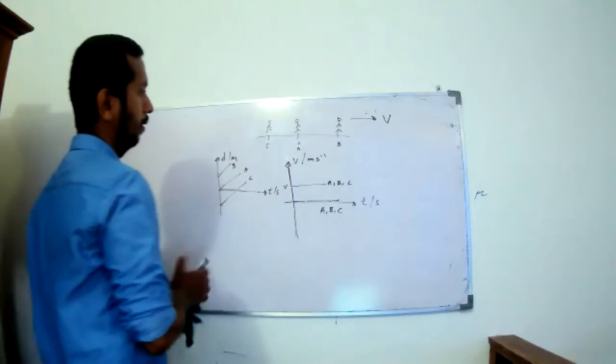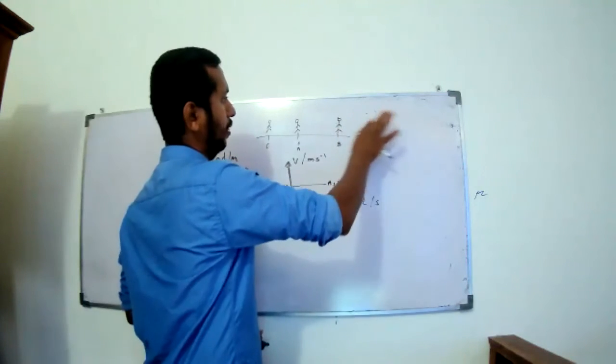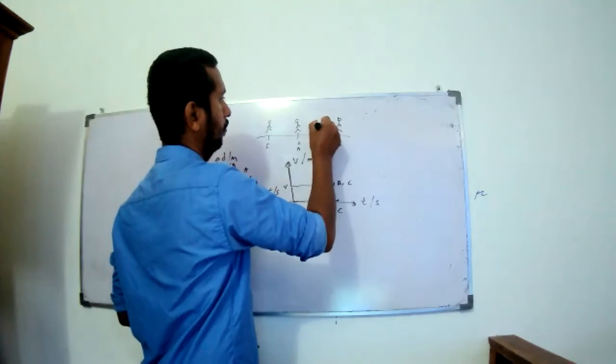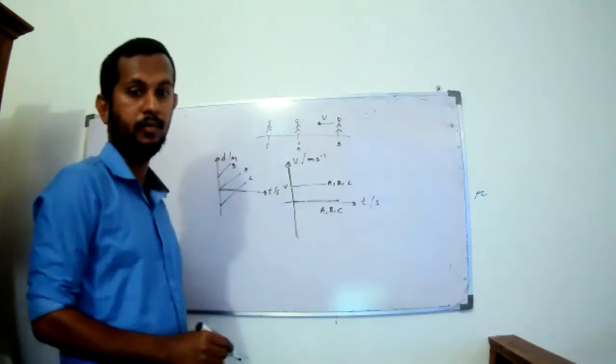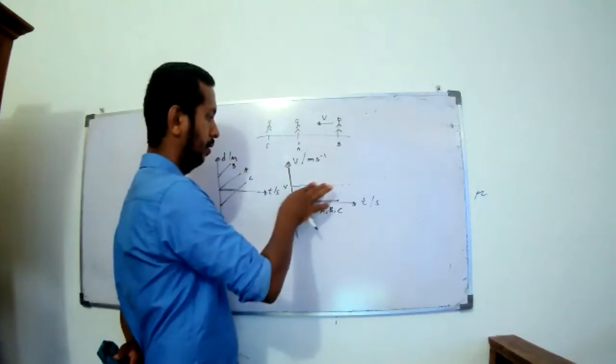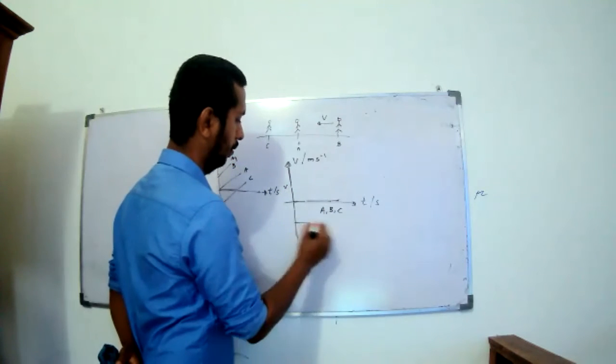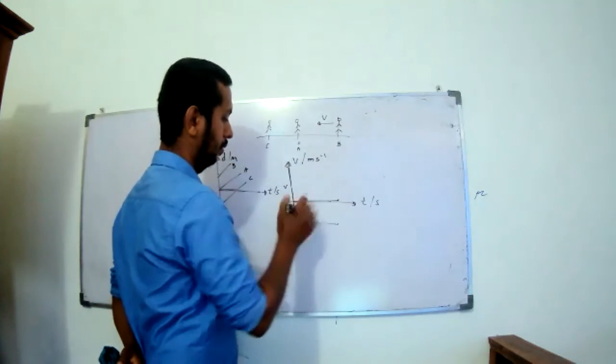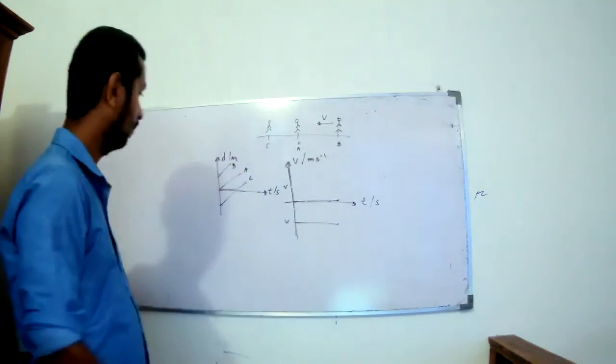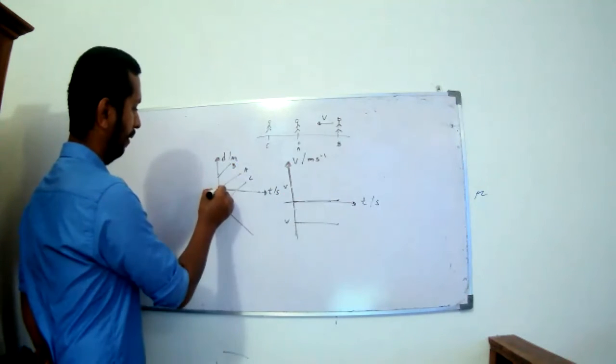Next case, the person moving towards the negative direction with uniform velocity. The graph should now be plotted on this side.